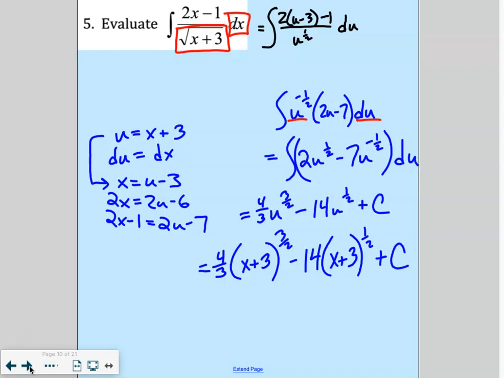Like, that was actually one of the least missed problems on the quiz. You guys missed like the easy ones and got this really complicated special case u sub problem correct overall.